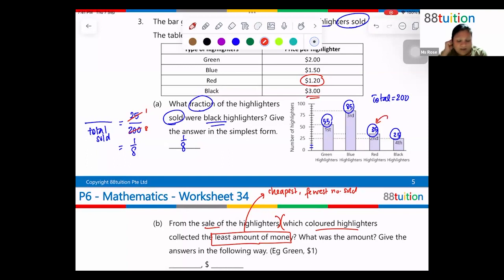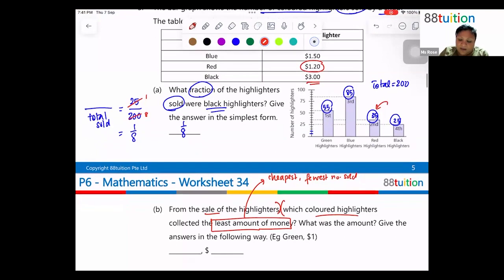Red only 35. So if you were to compare black and red, black is 25 highlighters times $3 to give me $75, whereas red will be 35 times $1.20, which equals $42. So this means that the color highlighters that collect the least amount of money would be red. By how much? By $42.